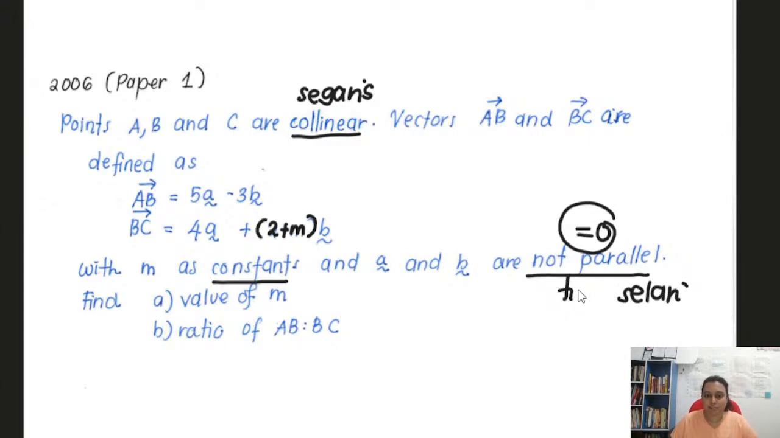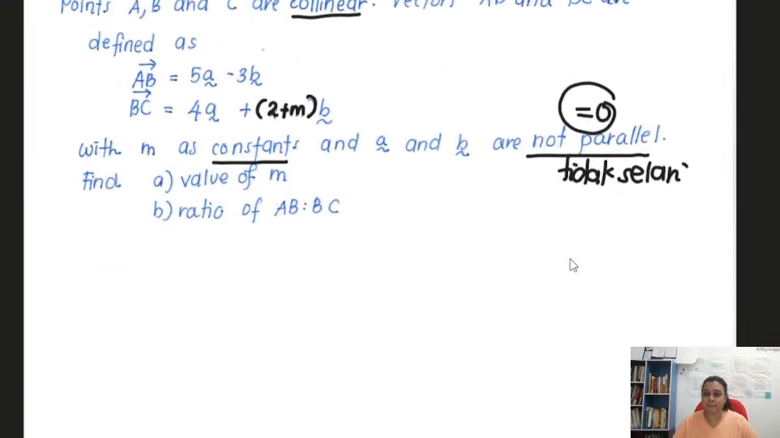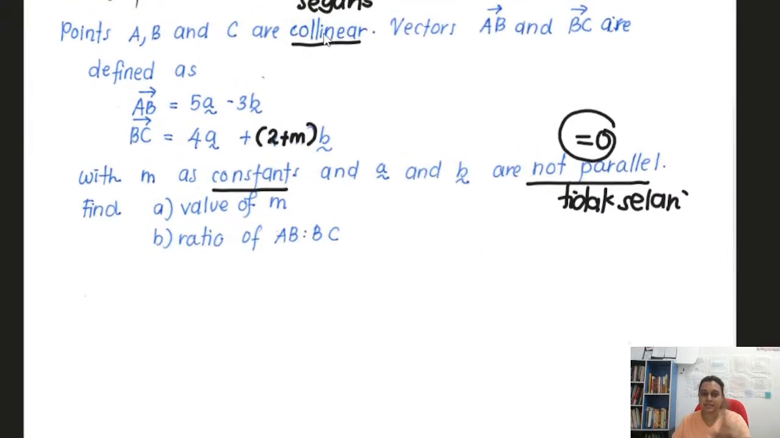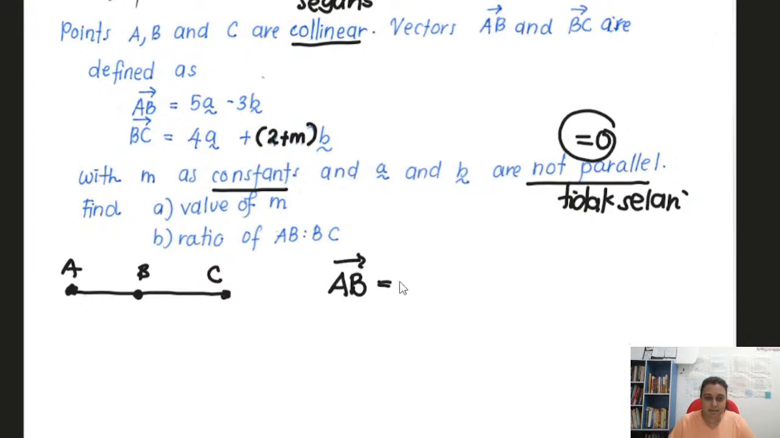So, straight away you know the clue is make it equal to 0. Okay, find the value of M. So, how to find? Macam mana nak cari nilai M? Okay, kan dia bagi tahu A, B, C adalah collinear, segaris, betul tak? Okay, ni A, B, C. So, if segaris means, first what you do, you jadikan dia sebegini dulu. AB sama dengan BC.